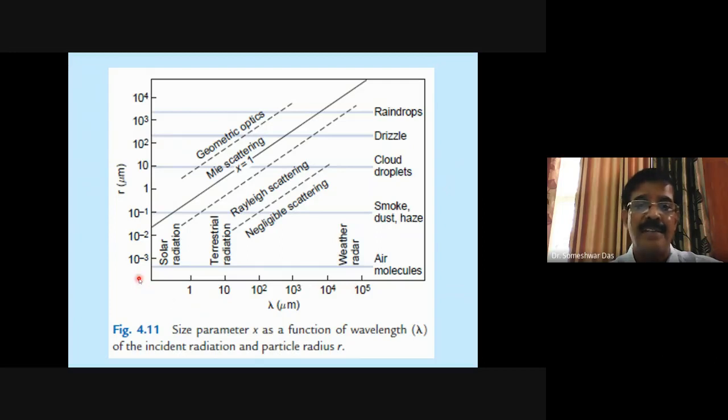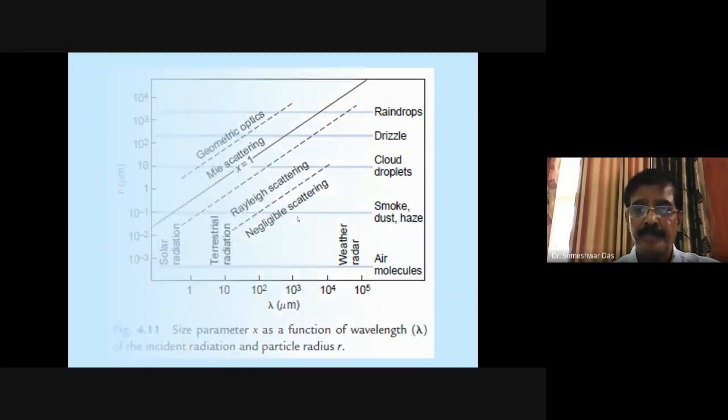And again, for different types of radiation, this is for solar radiation, that is for shorter wavelengths, this is terrestrial radiation, and these are the wavelengths for the larger ones, like weather radars. So this is the geometric optics region, Mie scattering, x equal to 1, Rayleigh scattering, negligible scattering, and so on.